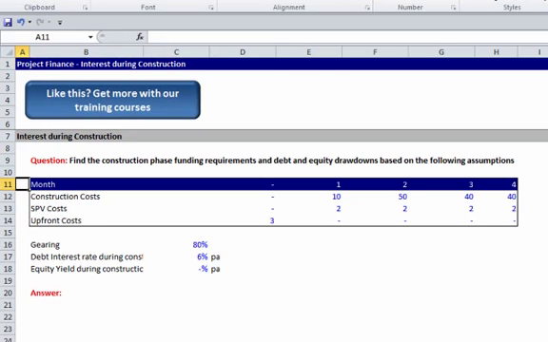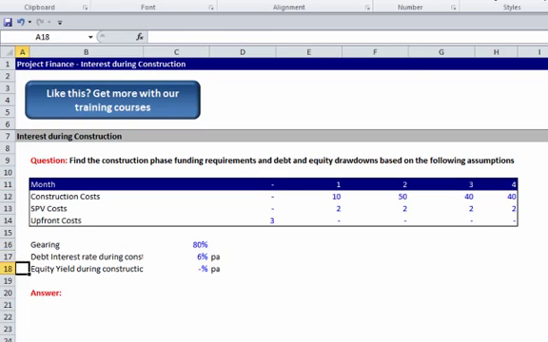So the question says, find the construction phase funding requirements and debt and equity drawdowns based on the following assumptions. In most greenfield projects, you've got a construction period and then an operations period. In this tutorial, we're focusing on the construction period and trying to find out how much money we need to fund this project. The way we're going to fund it in this simple example is through debt and equity, but there are many forms of different funding. We could have a mezzanine tranche, we could have bonds, etc.